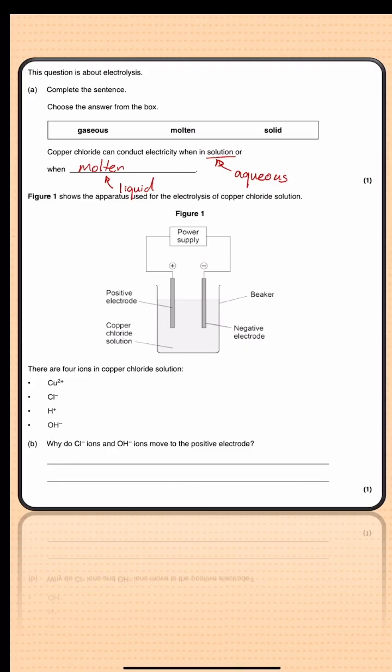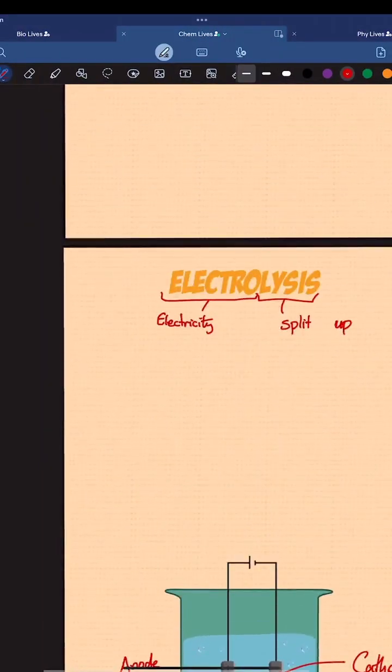It's not because electrons can move. No, this is a common mistake people make. They think it's because electrons can move. This is all to do with ions, guys. These are ionic compounds. It's all to do with ions. It's because ions are free to move. So let's write this down here.